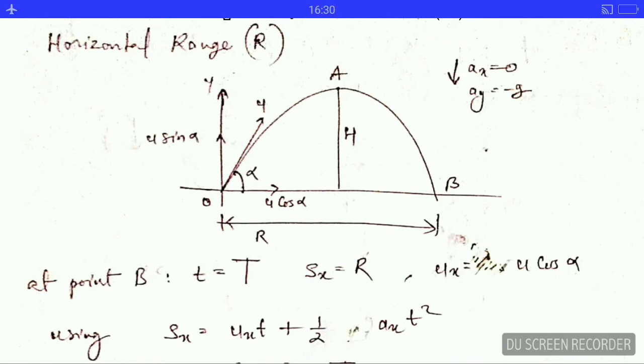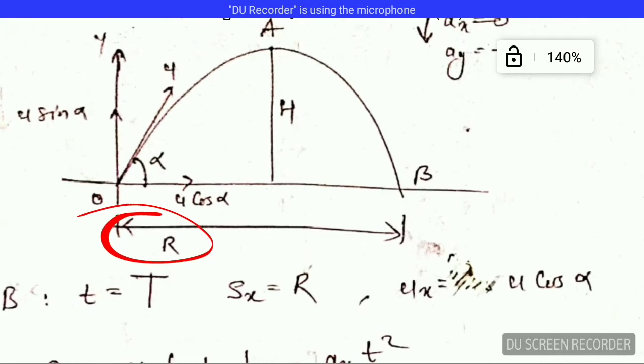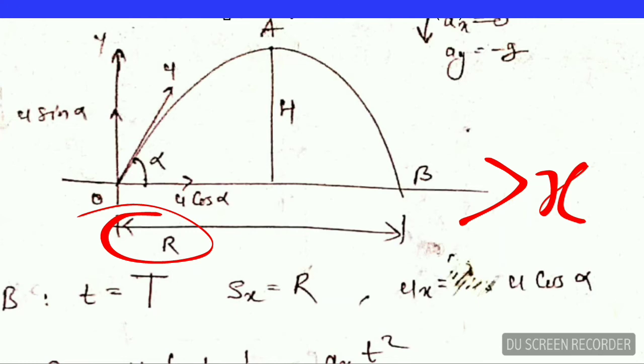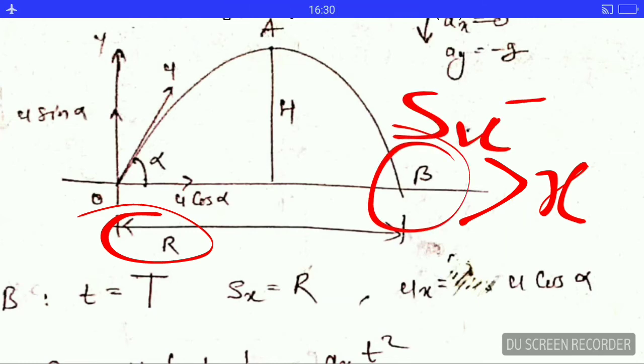Now we will study the horizontal range. So what is the horizontal range? You can see that the horizontal range is r, and it is the displacement of the projectile in the x direction, that is, at point B, Sx is equal to r. That is the range.